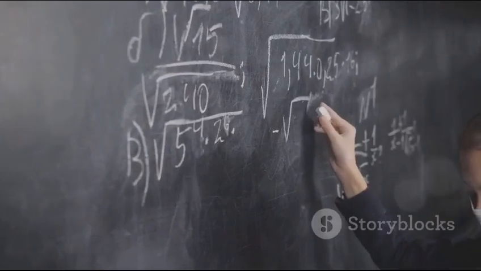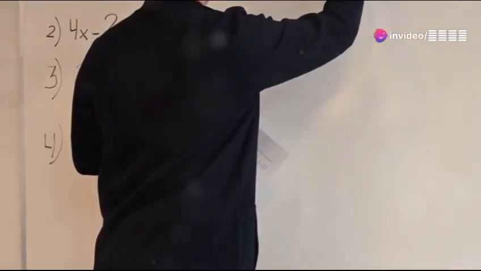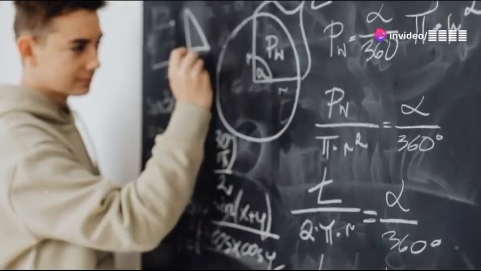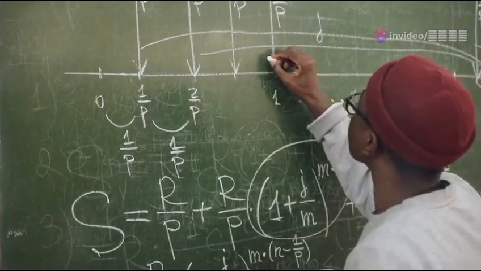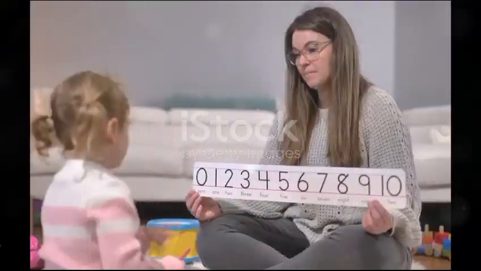For example, x plus 5 equals 8. To solve for x, we need to isolate it. Subtract 5 from both sides. This gives us x equals 3. We found the value of x that balances the equation.